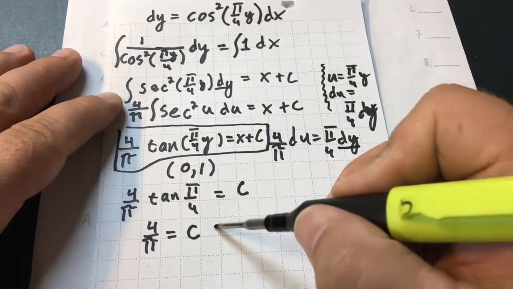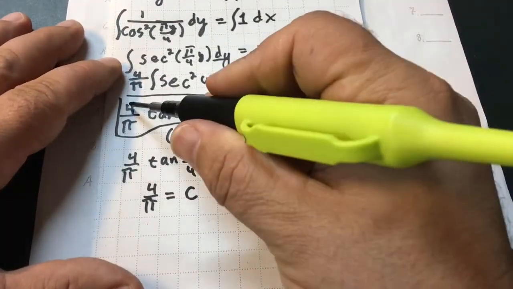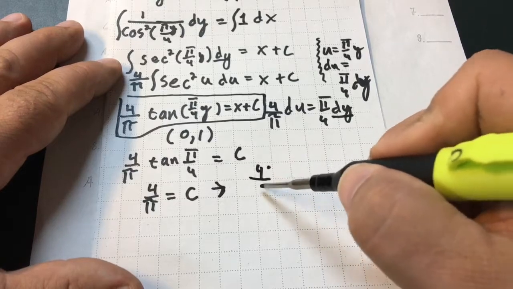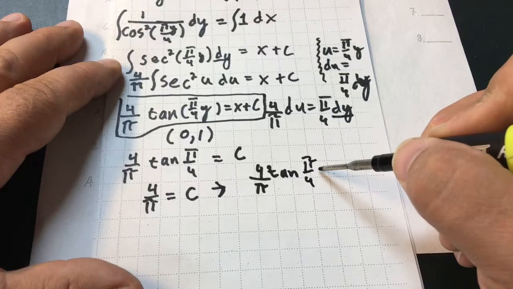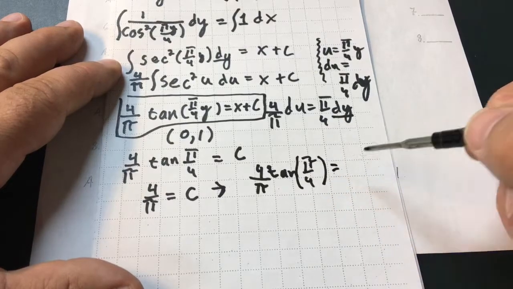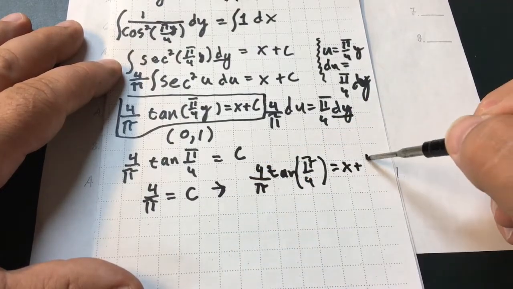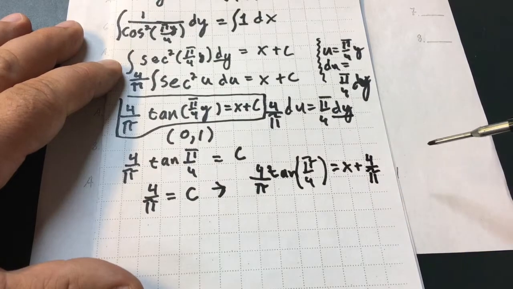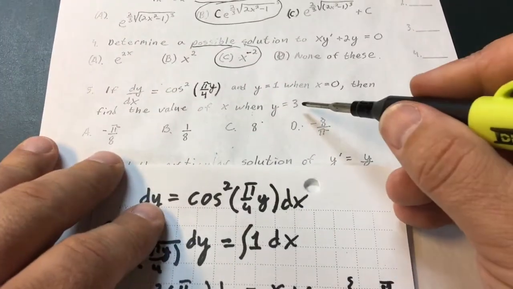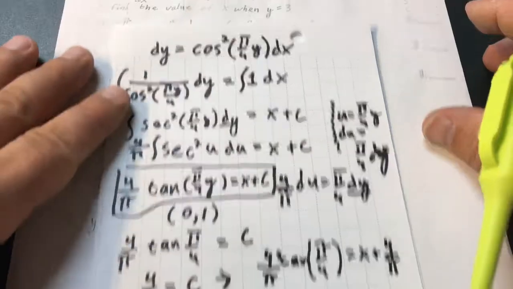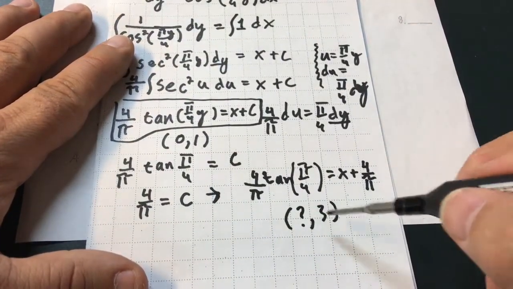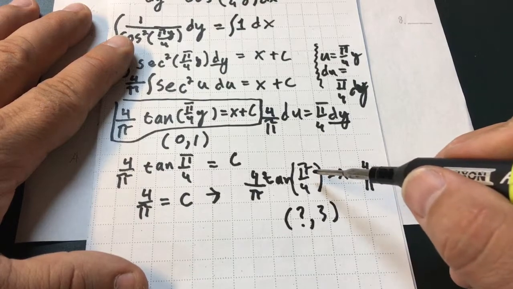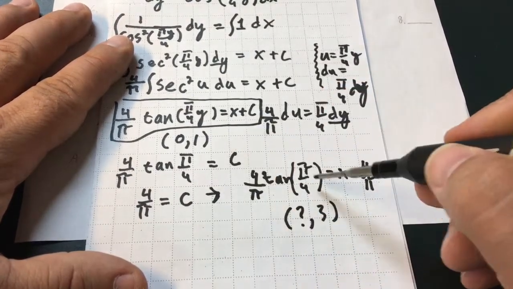This is going to give me a nice new equation: 4 over pi tangent of pi over 4 y equals x plus 4 over pi. Now, my next condition is, when y equals 3, find x. So that's going to give me some value, comma 3, and they want to know the x value. So wherever there's a y, I plug in the 3. Remember, this here was a y. That's a y there. I just left that blank to throw in the 3.